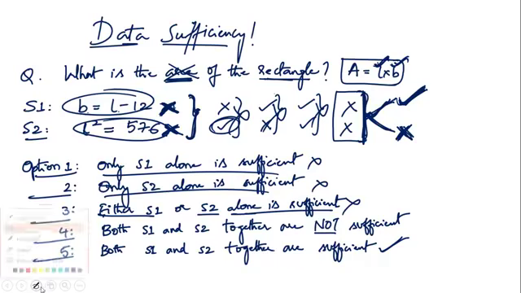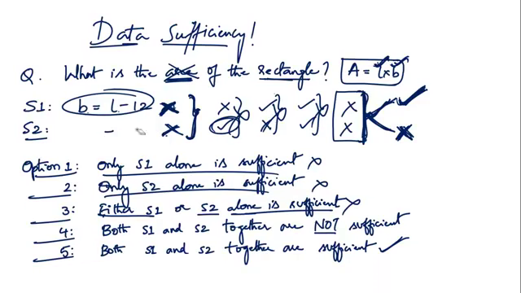When will your answer be option 5? Answer will be option 5 in case, let's say, the second statement is something like L is greater than B. This is taking an example. Now in this case what happens? Statement 1 tells you B is L minus 12. Statement 2 tells you L is greater than B.